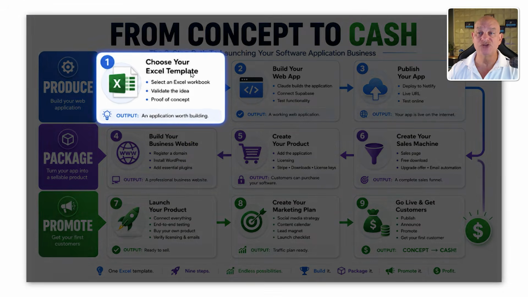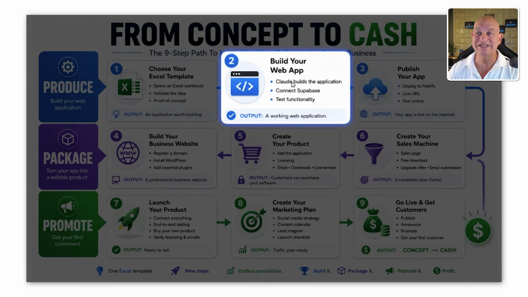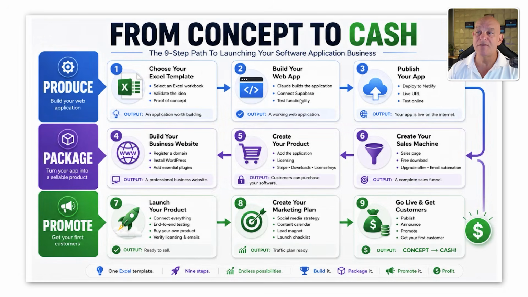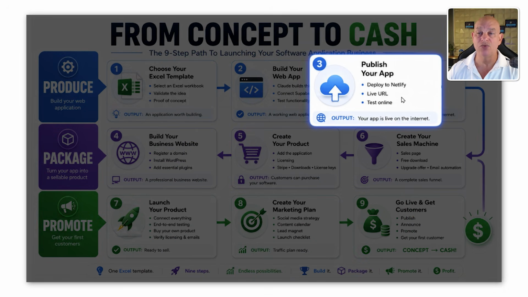Now, as far as where we are in these steps, in step 1, we've chosen our template, we've selected an Excel, and we've validated the idea. We also have proof of concept. Next up, we're building our app. Claude is working on that for us. It's connecting the Supabase, and we're about to test the functionality. Once we have that, we're going to be able to deploy to Netlify, and we have a live URL.